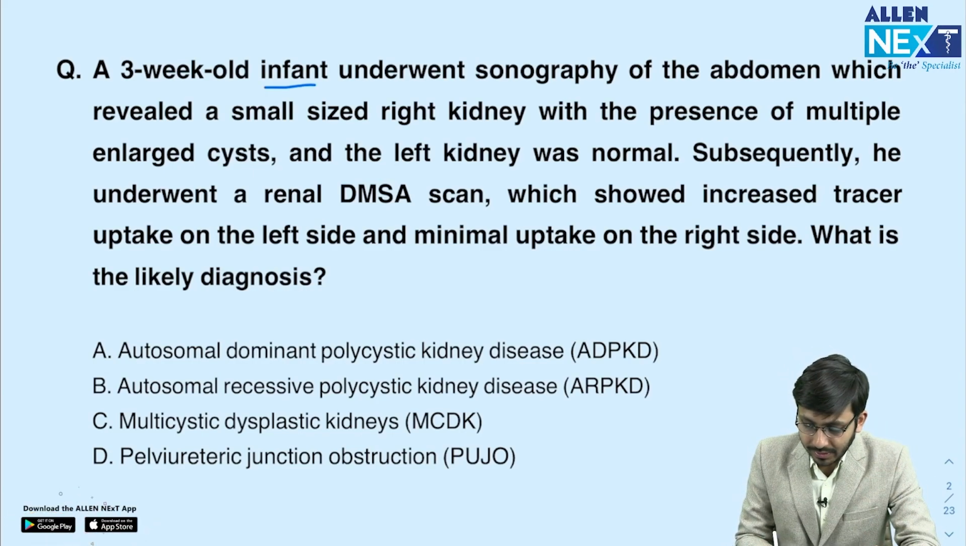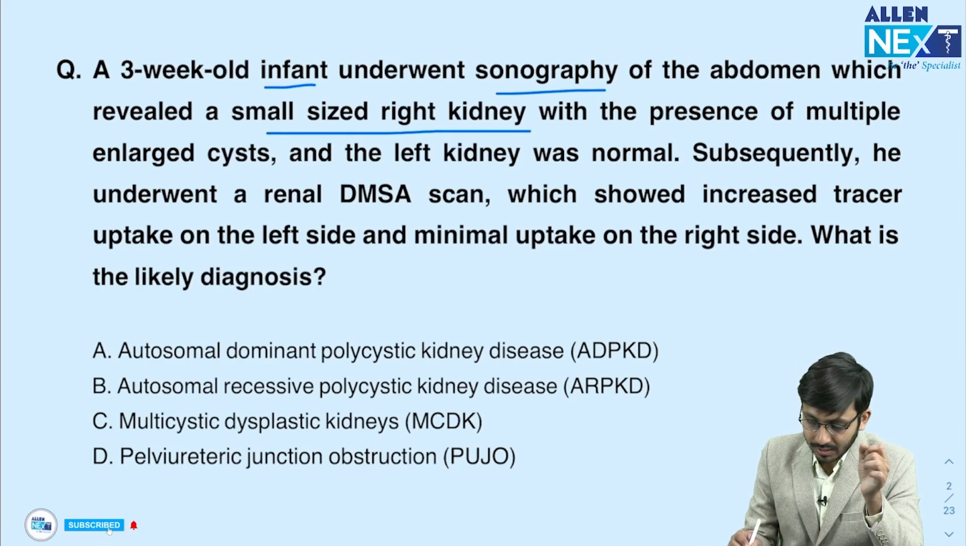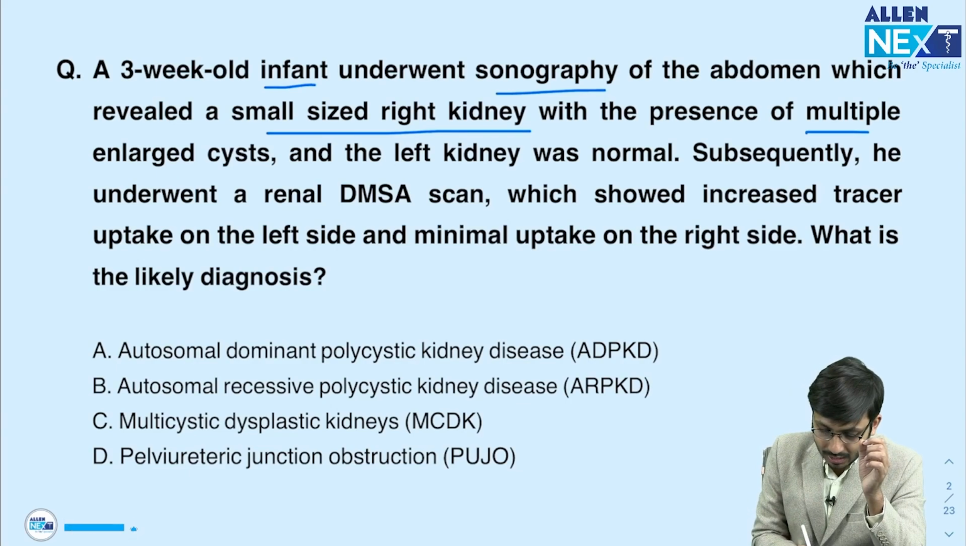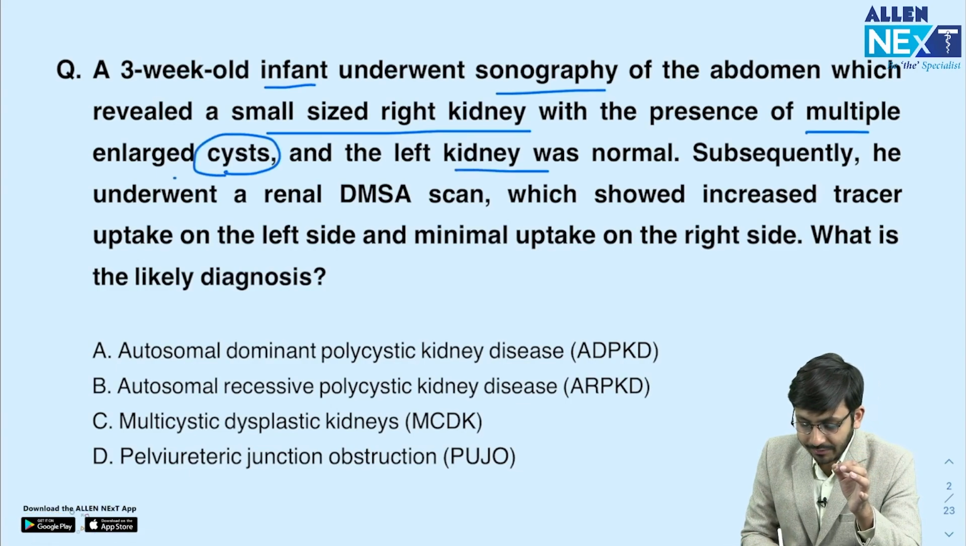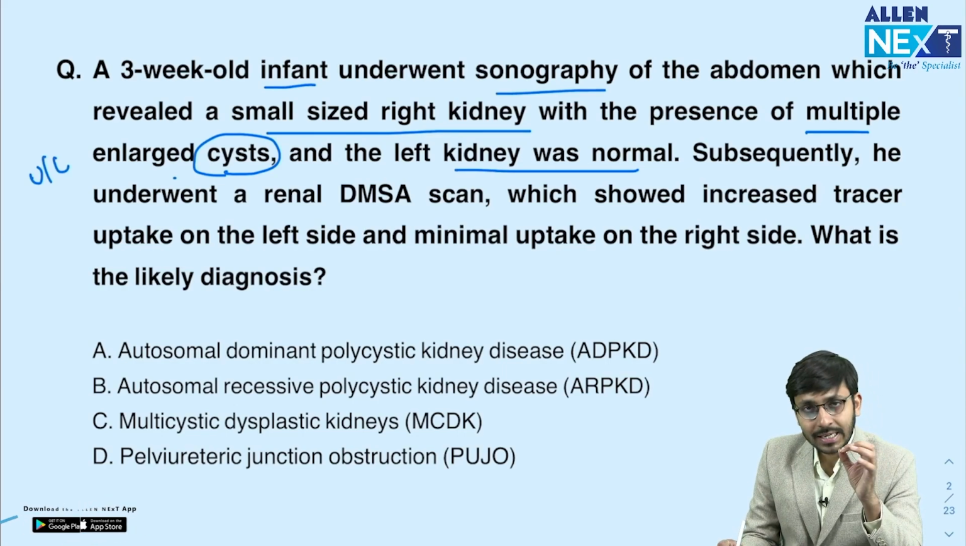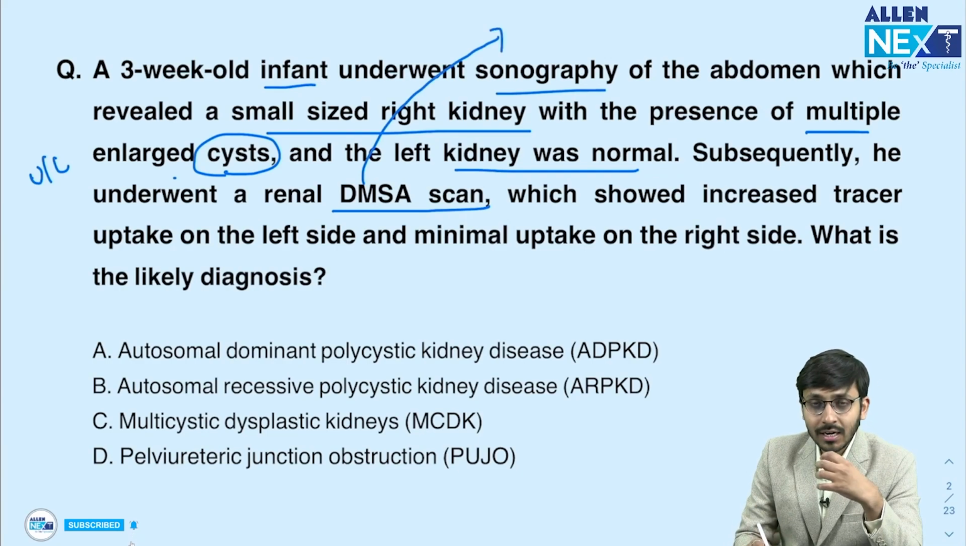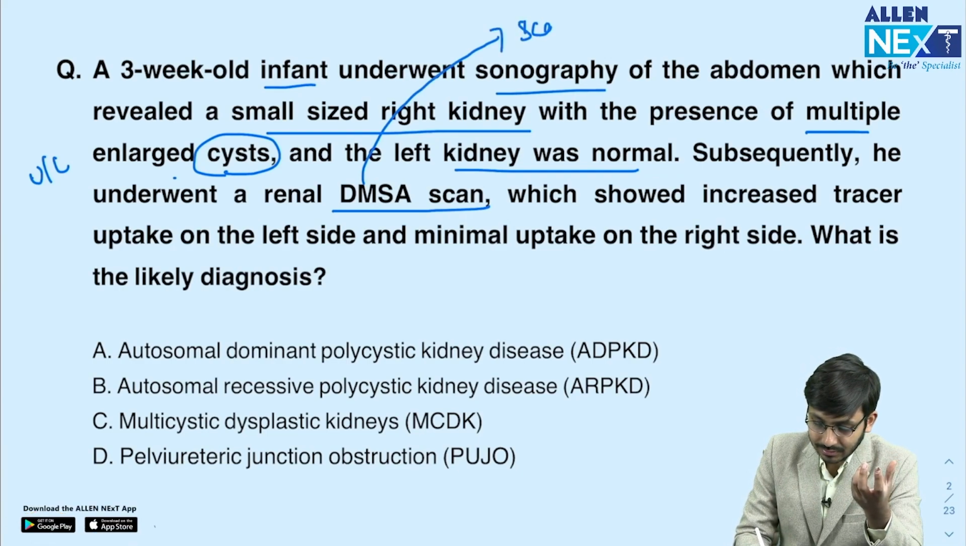A 3-week-old infant underwent ultrasound of the abdomen, which revealed a small-sized right kidney with the presence of multiple enlarged cysts, and the left kidney was normal. So it is a unilateral disease. Subsequently, he underwent a renal DMSA scan. Now, a renal DMSA scan is done for looking at renal scars.